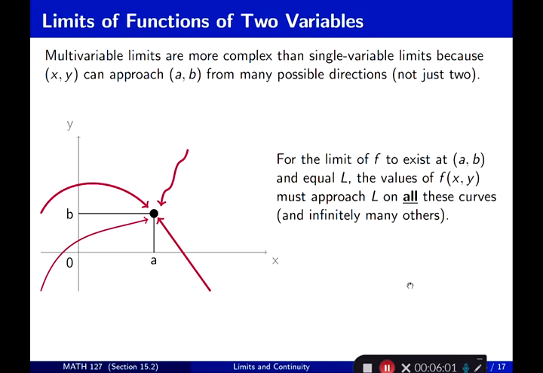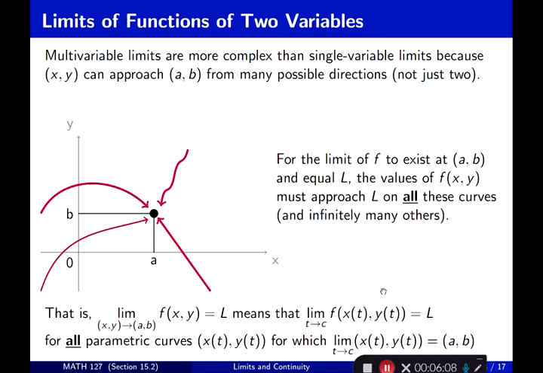Okay, so let's now express this. First of all, we want to go back to the notation. The notation is limit as x and y approach a and b of f of x and y is equal to L. So this is a multivariable notation for limits. This means that the limit of f of parameterized x of t and y of t approaches L as t approaches c, for all parametric curves x of t and y of t for which, as t approaches c, x of t and y of t gives you a and b.